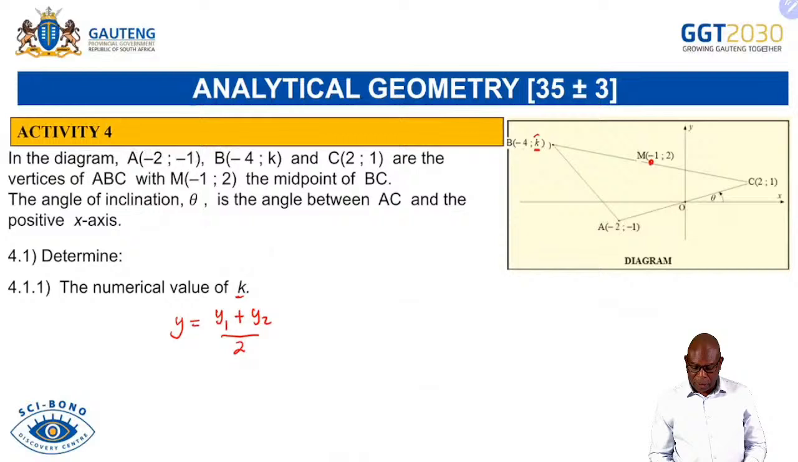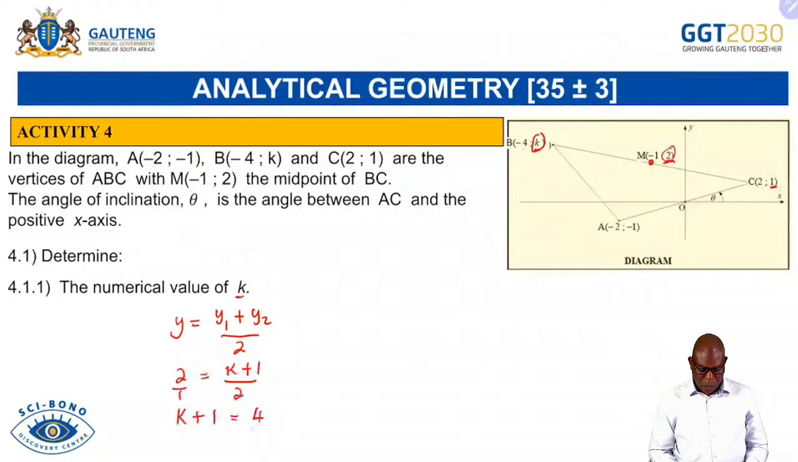Remember, I'm looking for the y only. So I'm going to use the y values only. My y is going to be 2 because that's the midpoint. My y1 is going to be k plus 1, all over 2. So if I cross multiply, I'll get k plus 1 equals 4, and k will be equal to 3.